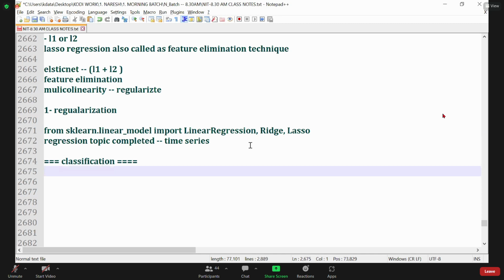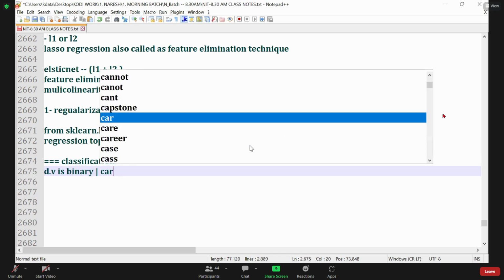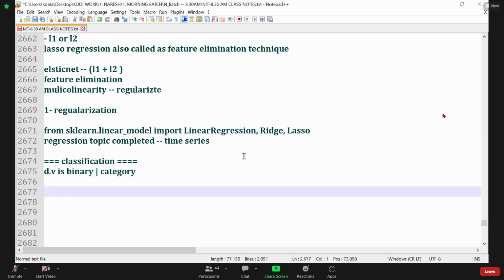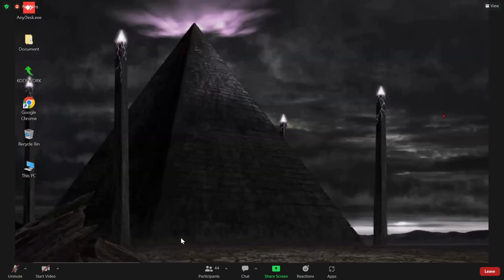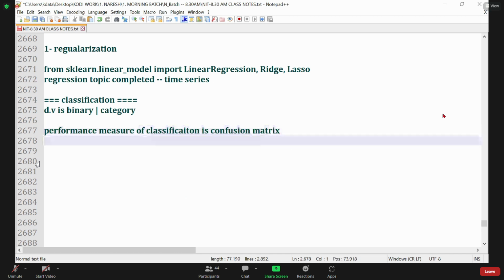So today we learned classifications and the classification algorithms. If the dependent variable is binary or categorical, then we call it classification, guys. Do you remember classification? The first thing, the performance measure of classification, is the confusion matrix. So she was talking about the confusion matrix or not?